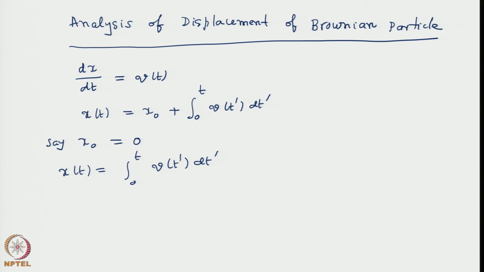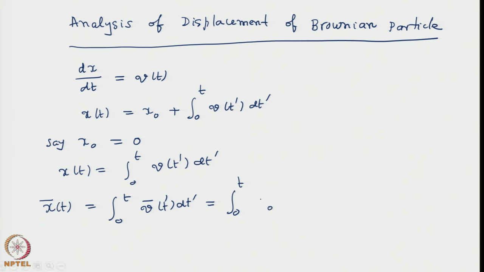Since we have derived an expression for velocity, we can calculate very easily the x bar at any time t, which will be the integral from 0 to t of v bar(t') dt', and v bar is simply v0 e to the power minus beta t', which leads to a simple result equal to v0 divided by beta into 1 minus e to the power minus beta t.